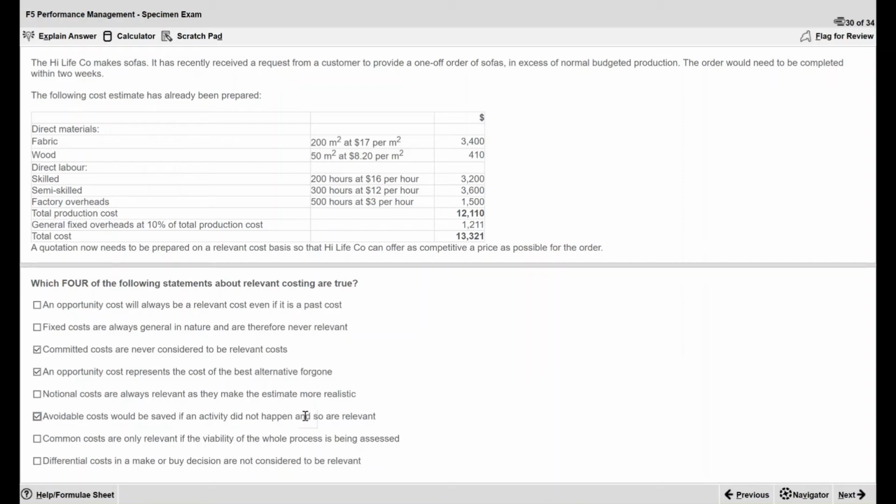Let's read the next one. Differential costs in make or buy decisions are not considered to be relevant. No, they are considered to be relevant. Differential costs are the incremental costs of making or buying. Common costs, so then common costs would be correct. Common costs are relevant if the whole process is being evaluated.